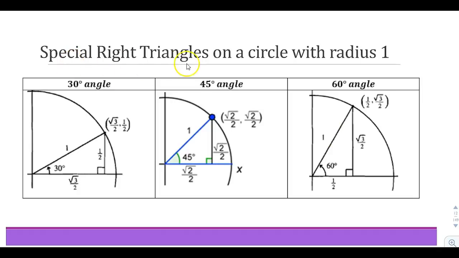So here are all our special right triangles on a circle with radius 1. We already saw the 30 degree angle, so now we have the 45 degree angle with a radius of 1. Our two side lengths are radical 2 over 2 and radical 2 over 2. And here our 60 degree angle has the opposite side radical 3 over 2, and opposite 30 is 1/2, so that the hypotenuse is 1.